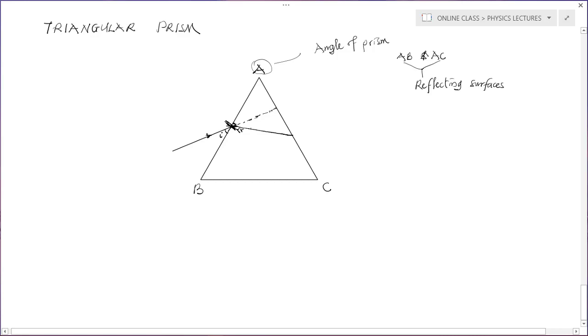At this point now, this ray here is now another incident ray on this surface BC. On the surface what? BC. It is now another incident ray here. It just turned to become another incident ray.